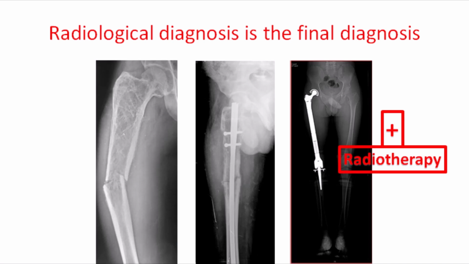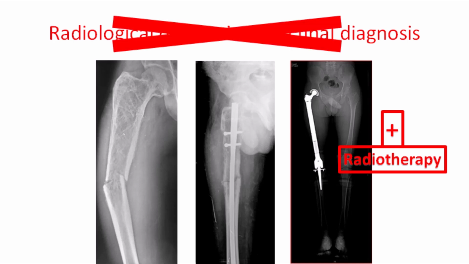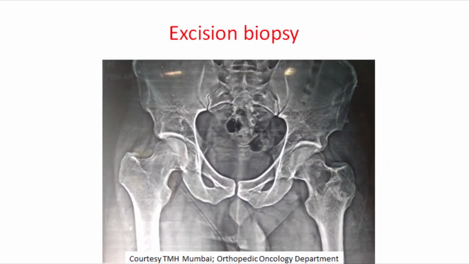This is another common mistake that most of our colleagues make, that they assume that the radiological diagnosis is the final diagnosis and don't ask for a biopsy before proceeding with management. But still, these patients were lucky compared to this young male who presented with hip pain. Radiograph and MRI were reported as giant cell tumor of bone.